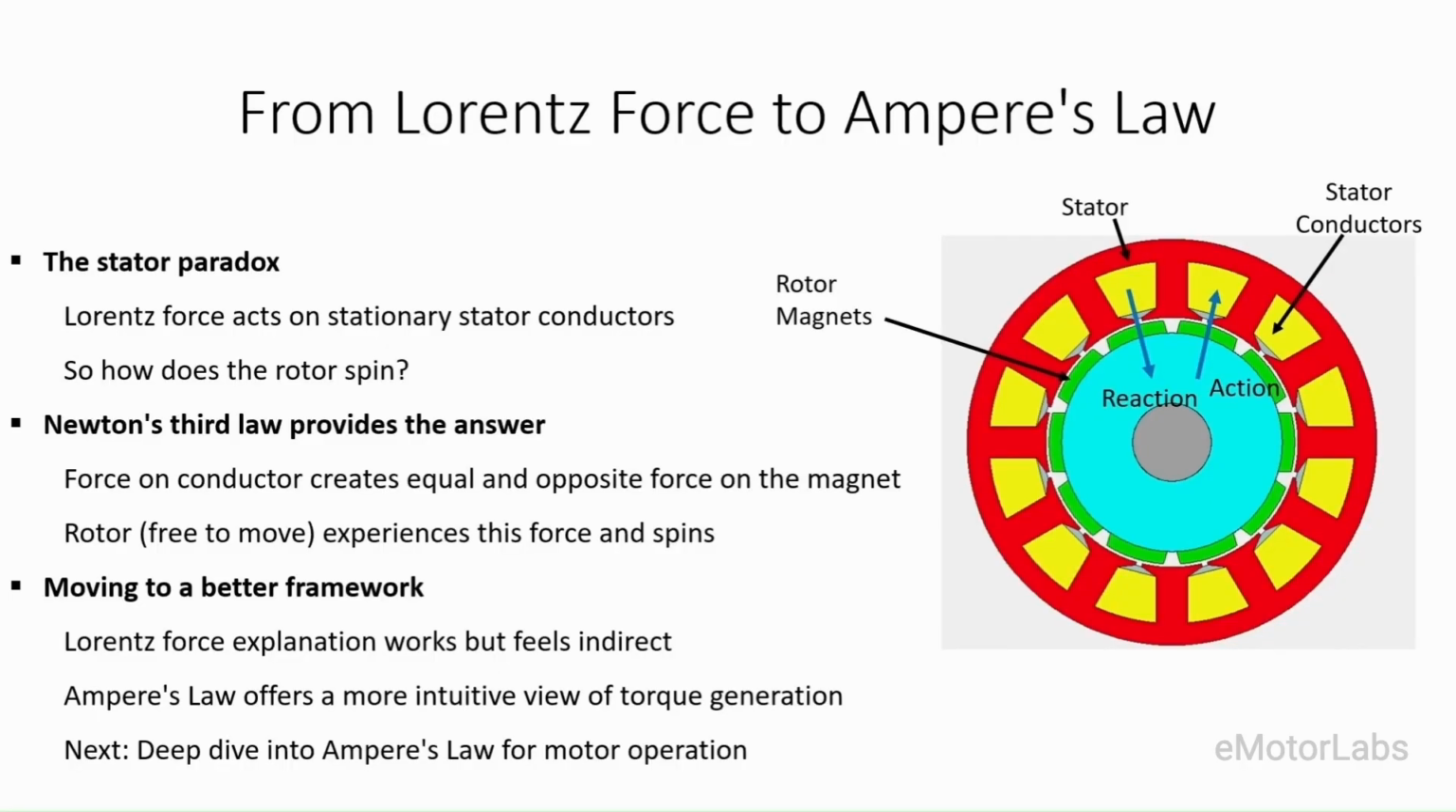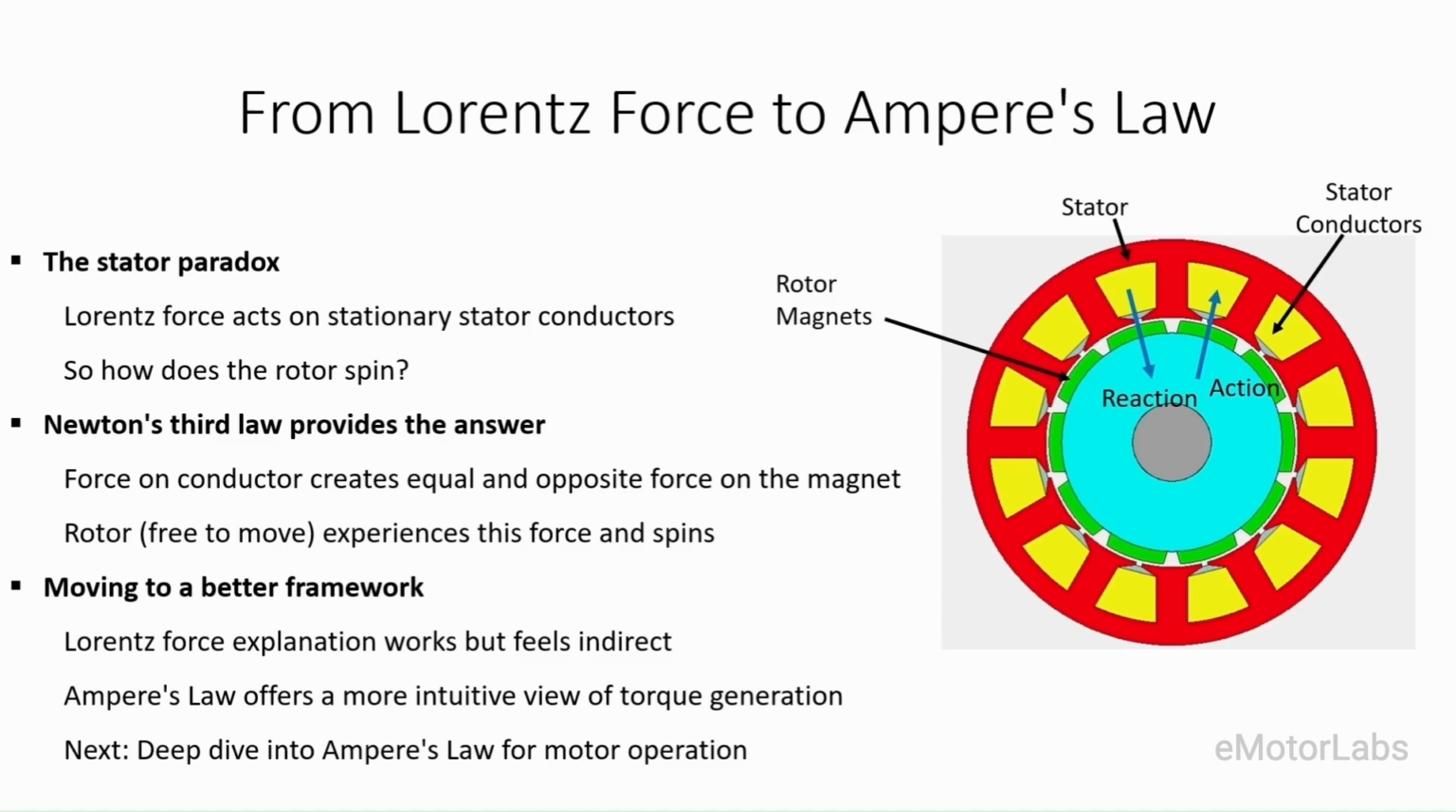Now you might be wondering, in the case of permanent magnet electrical machines, if the Lorentz force acts on the current carrying conductor in the stator coils, which are stationary, then how does the rotor actually spin? Here is the key. Force always comes in pairs. If the magnetic field exerts a force on the stator conductor, the conductor exerts an equal and opposite force back on the permanent magnets on the rotor.